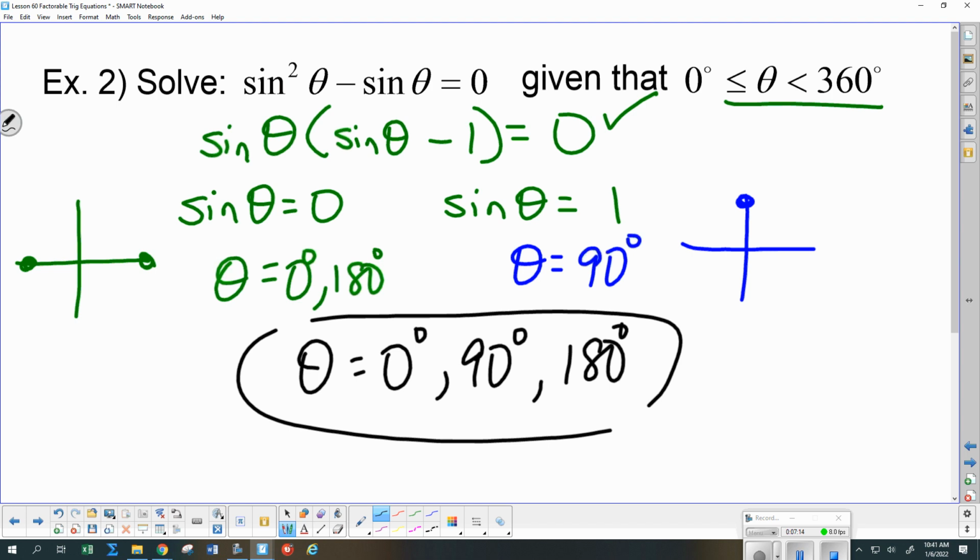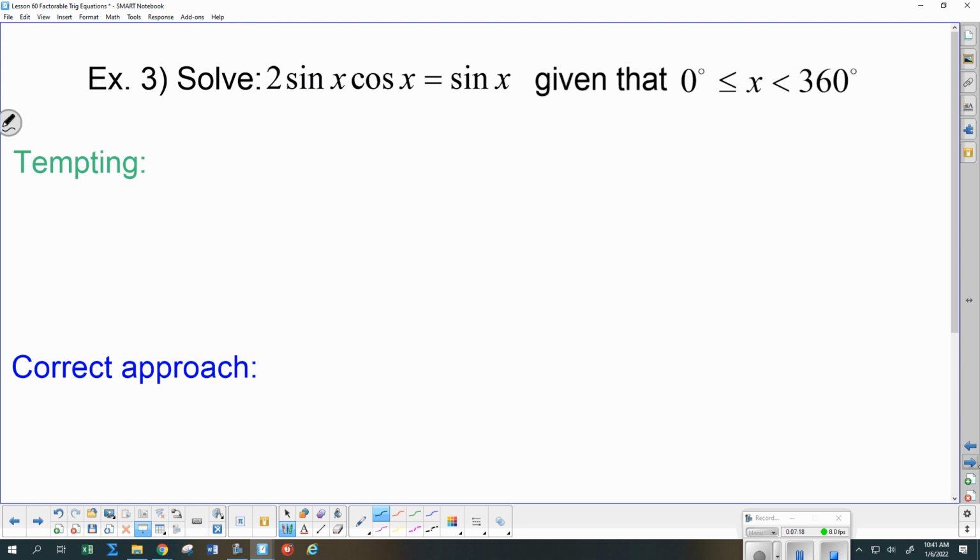Okay, 2 more examples. Getting a little bit harder now, though. This one, I'm going to work 2 ways. I'm going to work a tempting way that ends up not being correct, and then I will also do it the correct way. The tempting way: I look at that, oh, you know what? I've got the same thing on both sides. I've got a sine x on both sides.